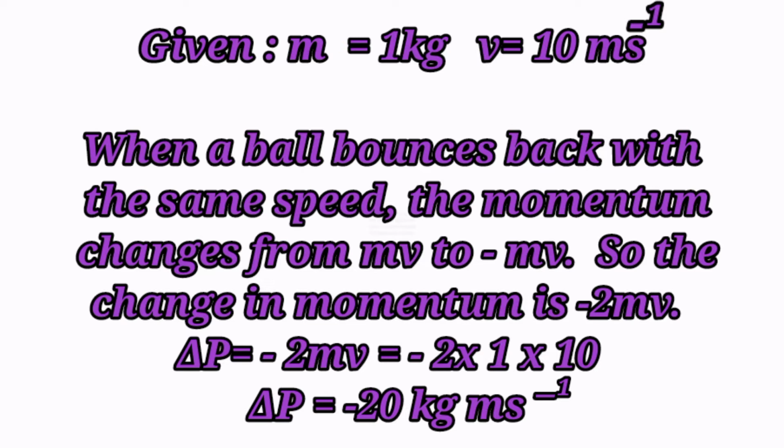So change in momentum delta p is equal to mv minus mu, that is minus 10 minus 10, is equal to minus 20. So the answer is change in momentum delta p is equal to minus 20 kilogram meter second power minus 1.